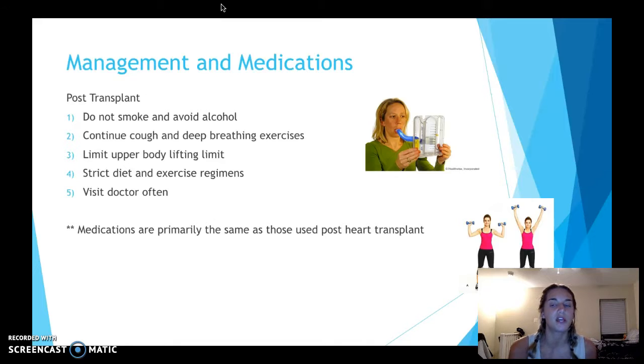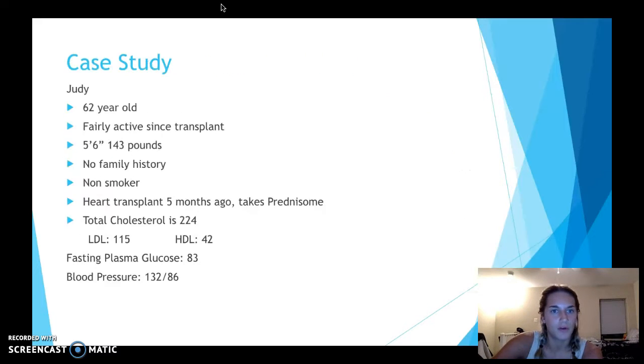Limit upper body lifting, again to 10 pounds or less within the first 6 weeks, protecting your thoracic cavity and anything in the chest. Follow strict diet and exercise regimens. Same as with heart transplants, avoid fat, salt, and anything fried in your diet. Visit the doctor often for checkups, medication, and further treatments. Medications are primarily the same as those used post-heart transplant. There's a long list of them in the book, but I didn't feel like going over all of those.